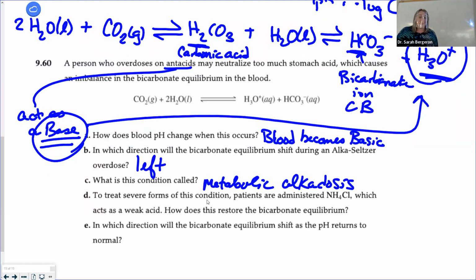Okay, now to treat this condition, patients are administered NH4Cl, which acts as a weak acid, right? If they overdose on base, you give them an acid. How does this restore our equilibrium? All it's going to do is increase, it's an acid. It's going to increase H3O plus. Right? You just give them the opposite and it has the opposite effect. So then in which direction do you shift as pH returns to normal? You shift to the right. That's it. That's all she wrote.